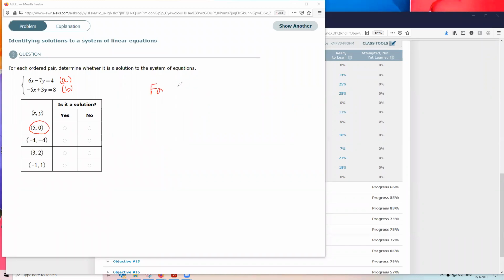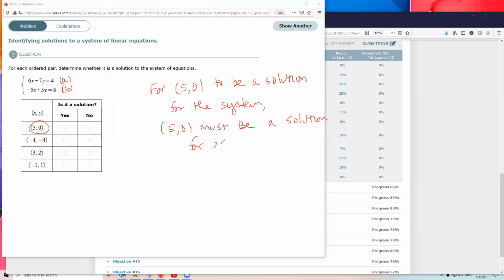Well, for 5, 0 to be a solution to the system of equations, it means 5, 0 must be a solution for both equation A and equation B. It's not good enough that it's just a solution for equation A. It's got to be a solution for both. So let's try it out.